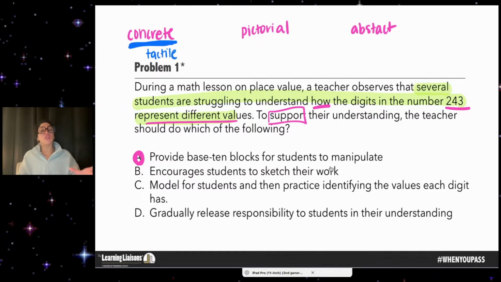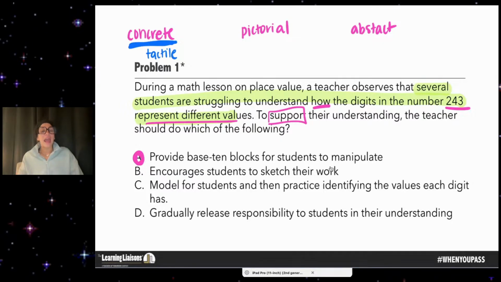And so by using base 10 blocks, the student can literally build the number 243. If they want to sit there and count every single unit until they get to 243, they can. If they understand that one block equals 100, then they can start from there and go 100, 200, 210, 220, 230, 240, 241, 242, 243. So they can build it with a base 10 block.